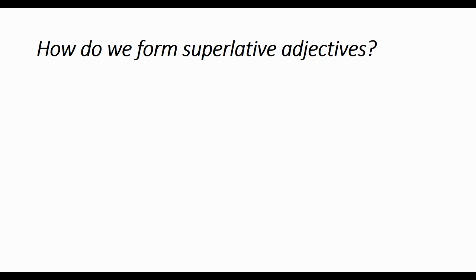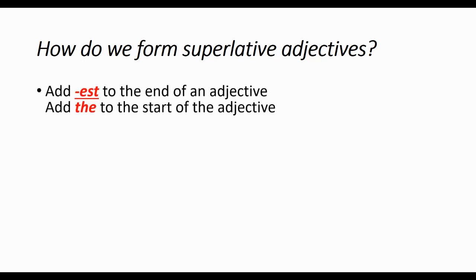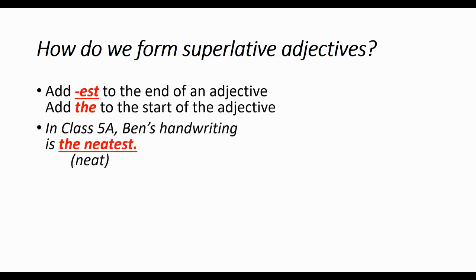How do we form superlative adjectives? We have to add the letters est to the end of the adjective, and we have to add the word the to the start of an adjective. For example, in class 5A, Ben's handwriting is the neatest. Take note of the word the and est at the back, and I'm comparing Ben's handwriting to all the other boys or students in class 5A.